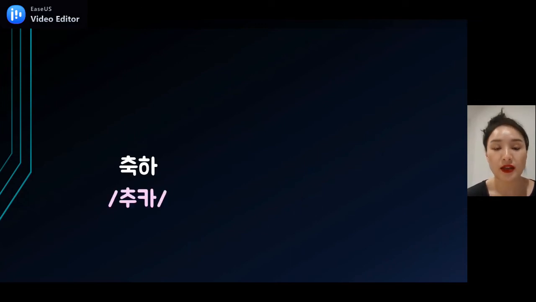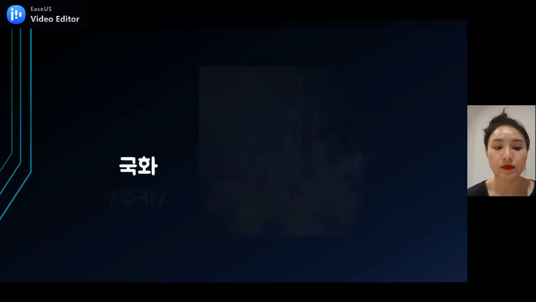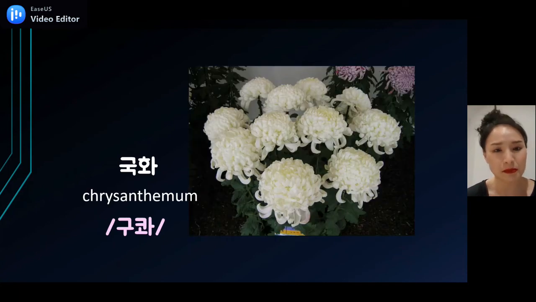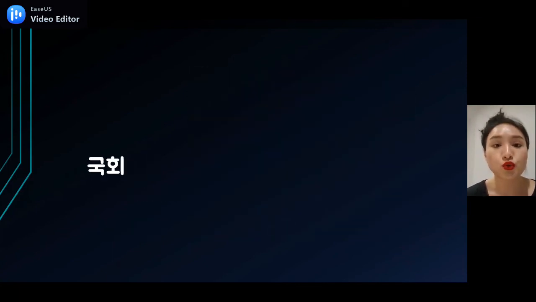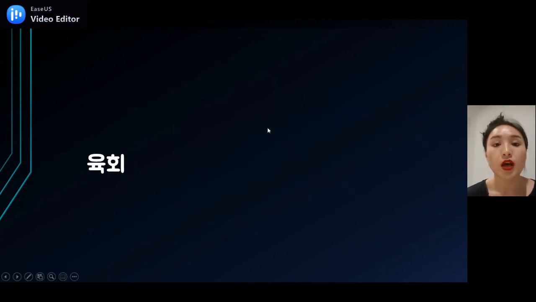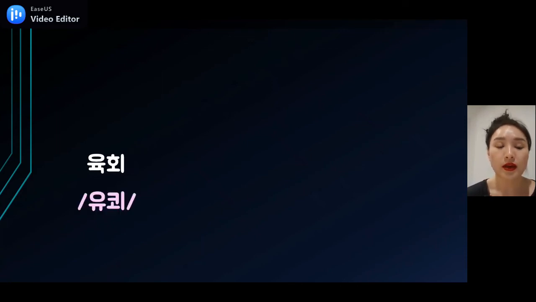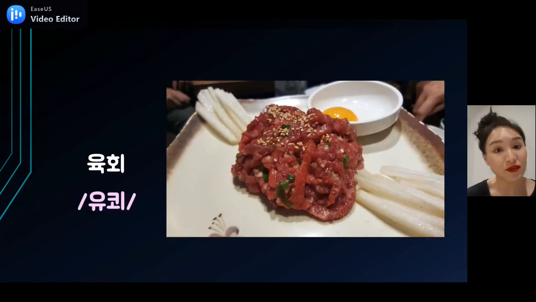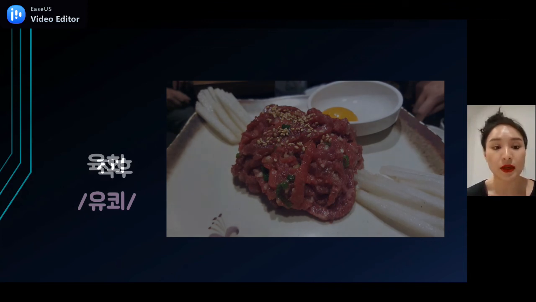축하, celebration. 국화, chrysanthemum. 국회, parliament. This is Korean parliament. 육회. It's a beef sashimi. I love this. Have you tried it before? Beef sashimi.